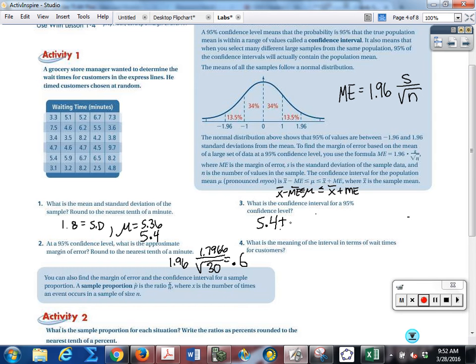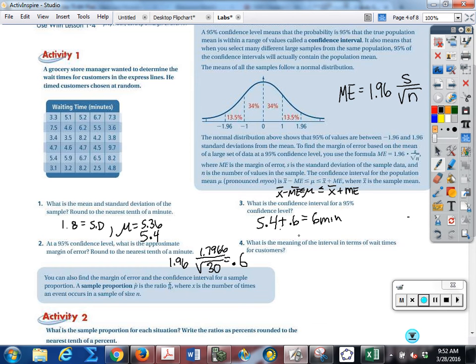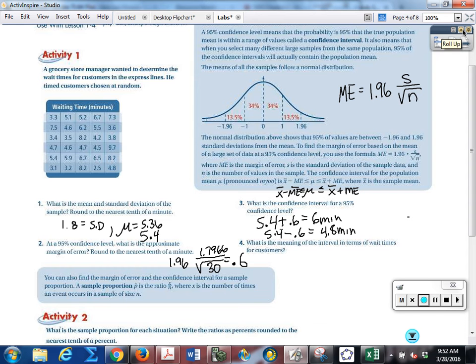And if I take 5.4 and I subtract 0.6, I get 4.8 minutes. We are 95% sure that the actual average wait time was somewhere between 4.8 minutes and 6 minutes. If we wrote it as interval notation, that would be our average wait time, if we're 95% sure the average wait time is somewhere in there.